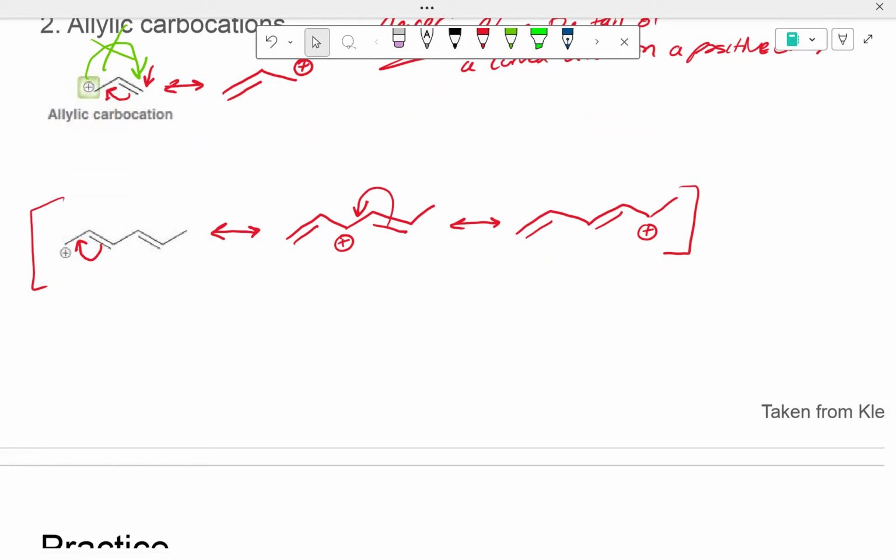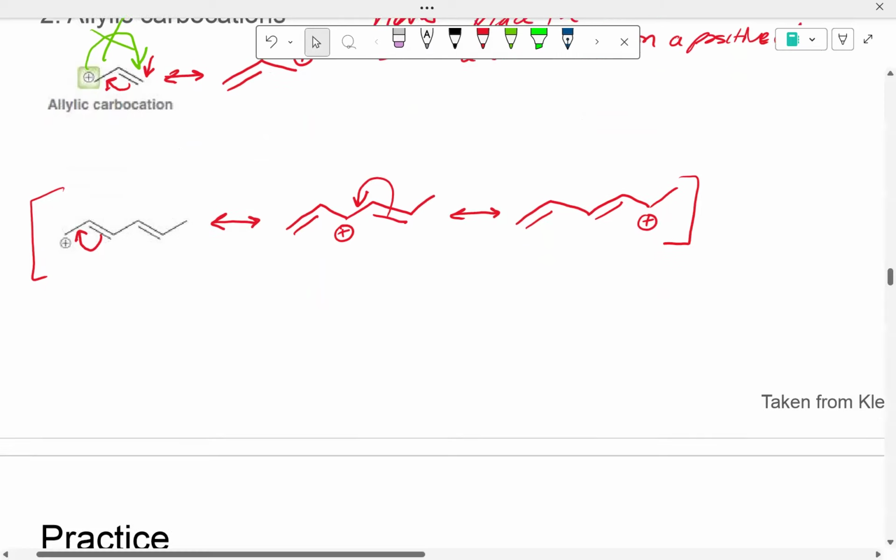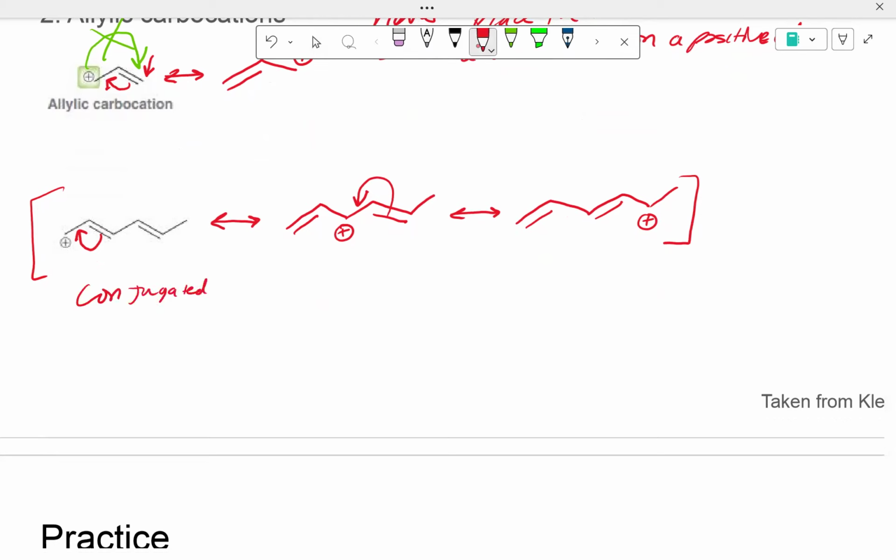Now I'm going to go off on a little bit of a rabbit trail to highlight something important about this particular example. This represents what's known as a conjugated system. A conjugated system is a series of consecutive parallel p orbitals.